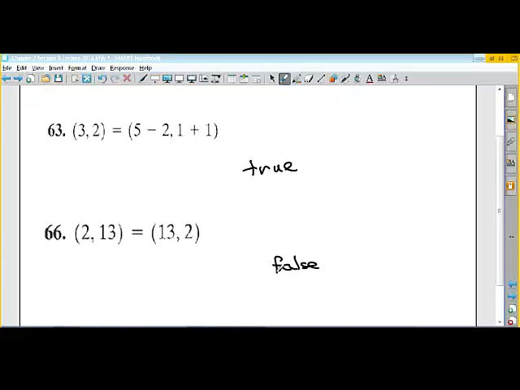So I think I assigned one or two of those problems. They're not really too excruciatingly difficult or anything like that.